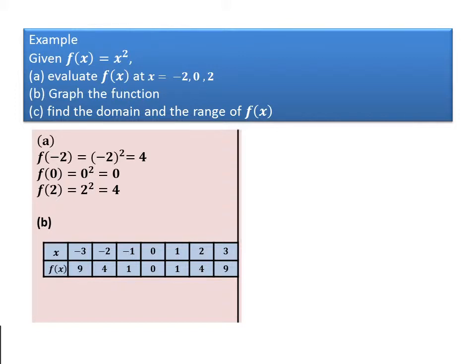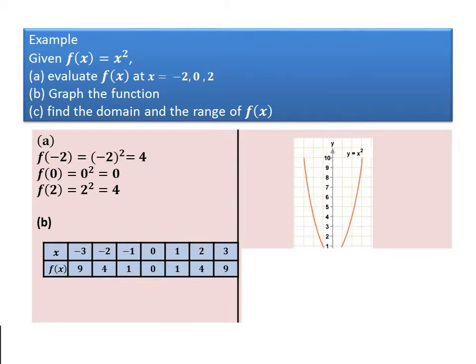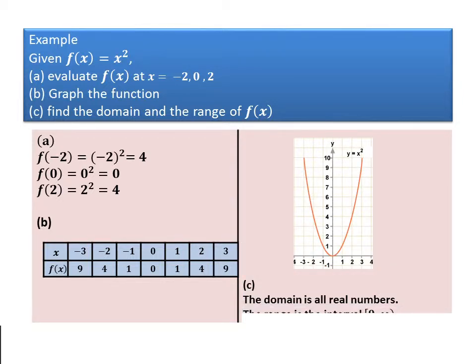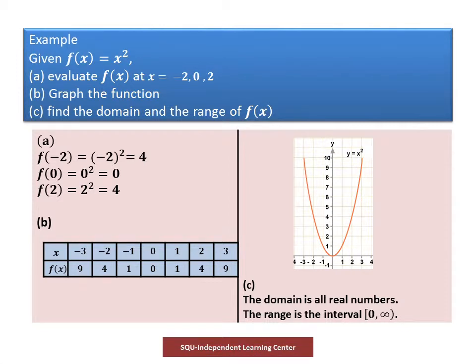When x is 0, 0 squared is 0. When x is 1, 1 squared is 1. When x is 2, 2 squared is 4. When x is 3, 3 squared is 9. And we take these points and we plot them in the xy plane. As we see in front of us, we get the U-shaped curve, y is equal to x squared. This curve is open upwards and has its vertex at the origin (0, 0).